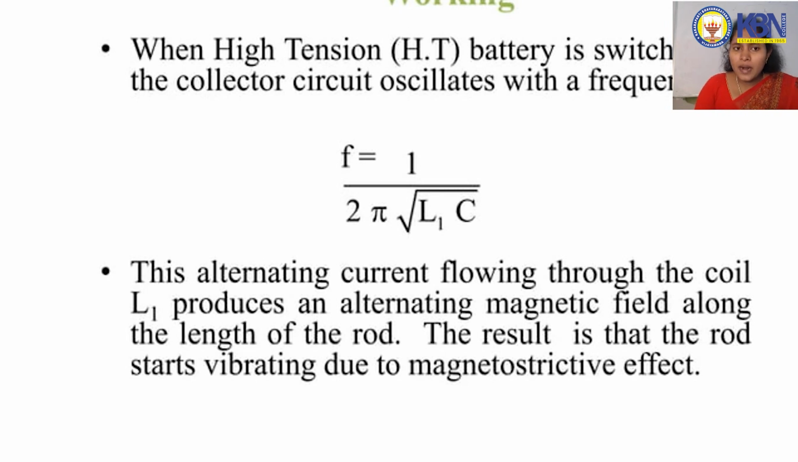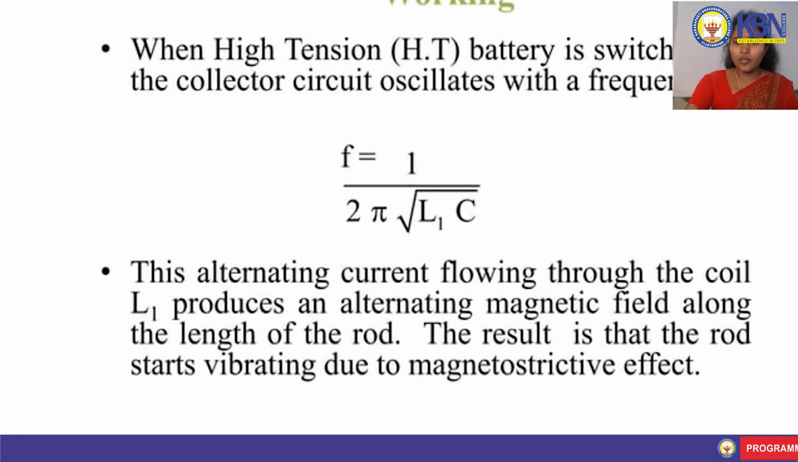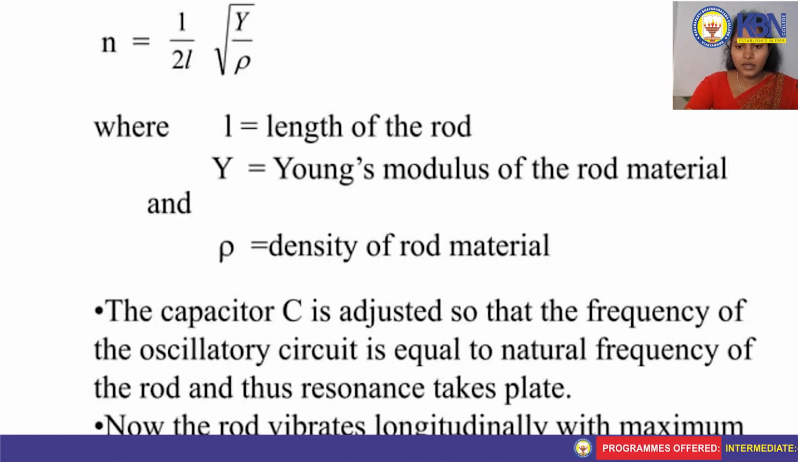When a high tension battery is switched on, the collector current oscillates with a frequency given by f equal to 1 by 2 pi into square root of L1 into C. We already know C is a capacitor which we joined with the coil L1. So this alternating current flowing through the coil L1 produces an alternating magnetic field.